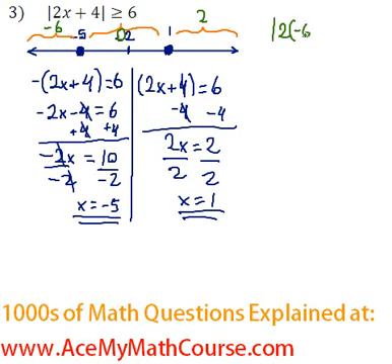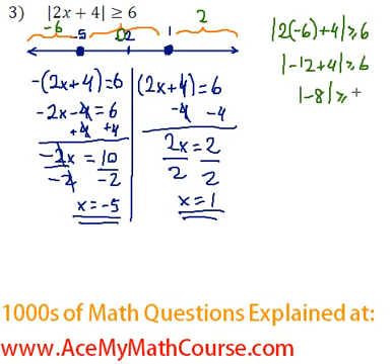So let's test each one of them individually, starting with -6. So 2 times -6 plus 4, is that greater or equal to 6? Let's see. 2 times -6 is -12 plus 4. So -12 plus 4 is -8. The absolute value of -8 is 8. 8 is greater than 6, so that works out. And this area, all values smaller than -5 are part of the solution, including -5. Okay, what about this area between -5 and 1? That, by the way, is a -5. The negative had kind of disappeared.